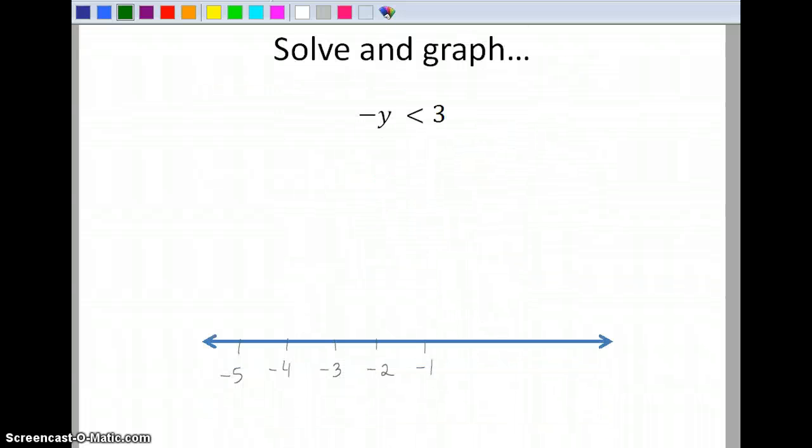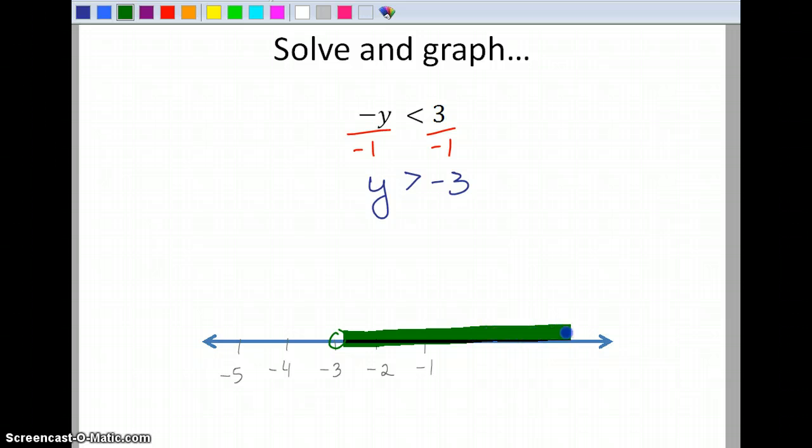Okay, -y < 3. Oh, I've got that pesky negative. How can I make it go away? That's right, I'm going to divide by -1. What did I just divide by? A negative number. So now I have y > -3. -3 is my key point. This tells me I have an open circle. Now I just have to figure out which way to shade. Is -2 larger than -3? Yes. So there's my shading.